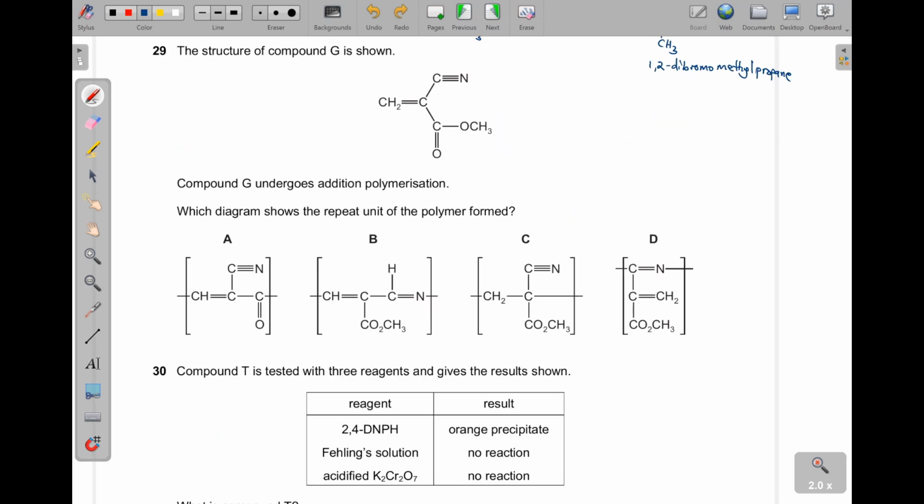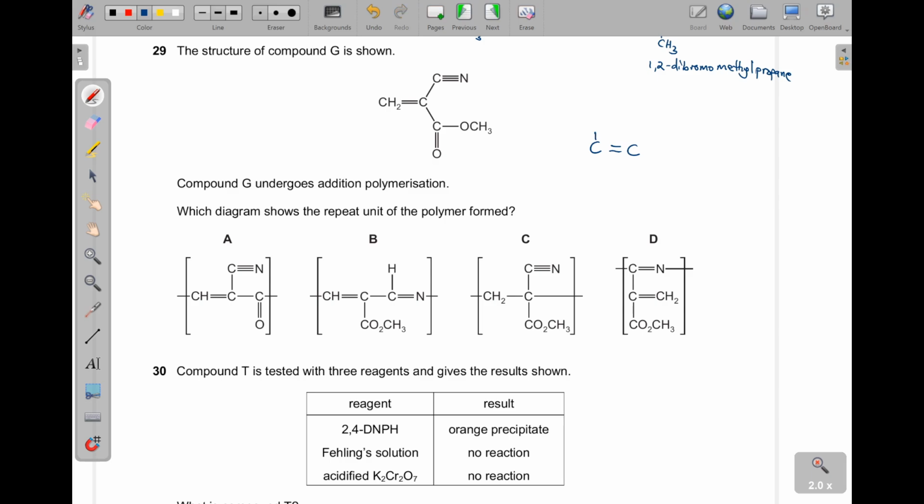Question 29, the structure of compound G is shown. This is the one here. Compound G undergoes addition polymerization. In most cases, for addition polymerization, we use alkenes. Okay, for your AS, we use alkenes. So what you can do, you can spread the 2, just get those 2 carbons in the double bond. So you have this and this one here. We are having them here.